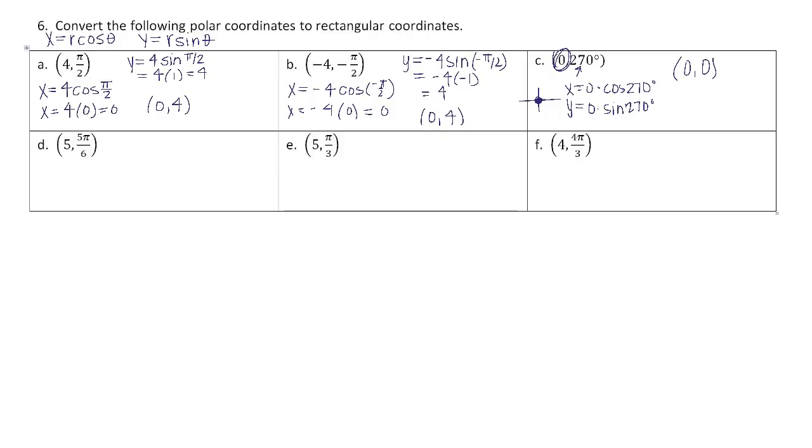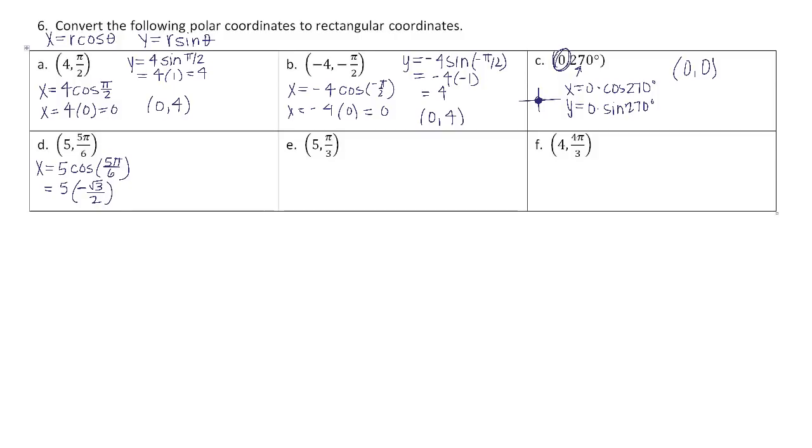All right, moving on to part D. Hopefully y'all see how this is really just a lot of the same process over and over, plugging into your formulas. So here for part D, we have x equals 5 times cosine of 5 pi over 6. So that's going to be 5 times, let's see, 5 pi over 6 is in the third quadrant, so it's negative, and we're going to have root 3 over 2.